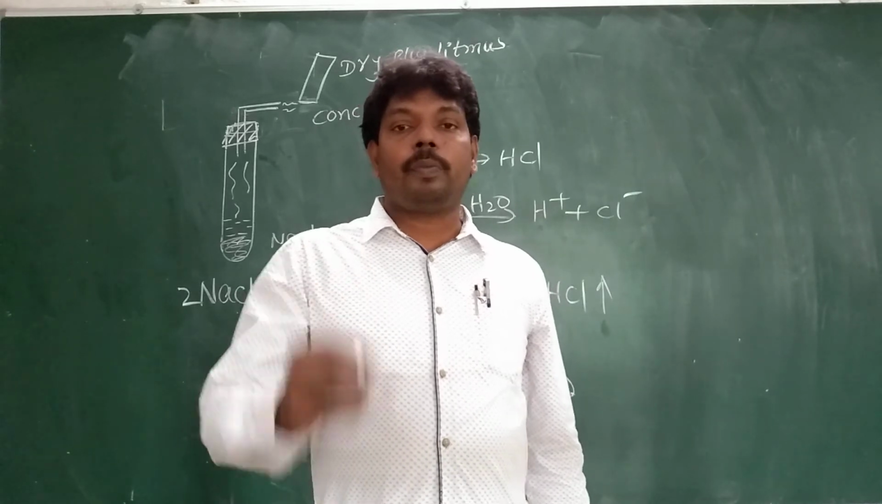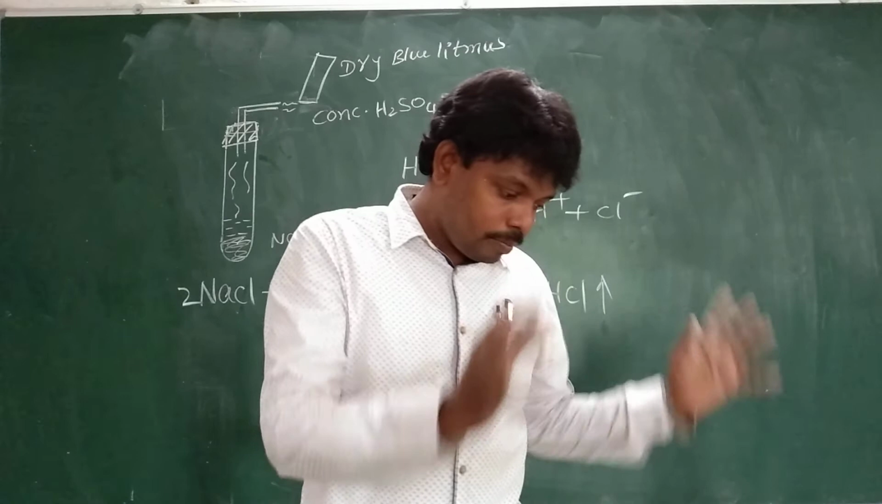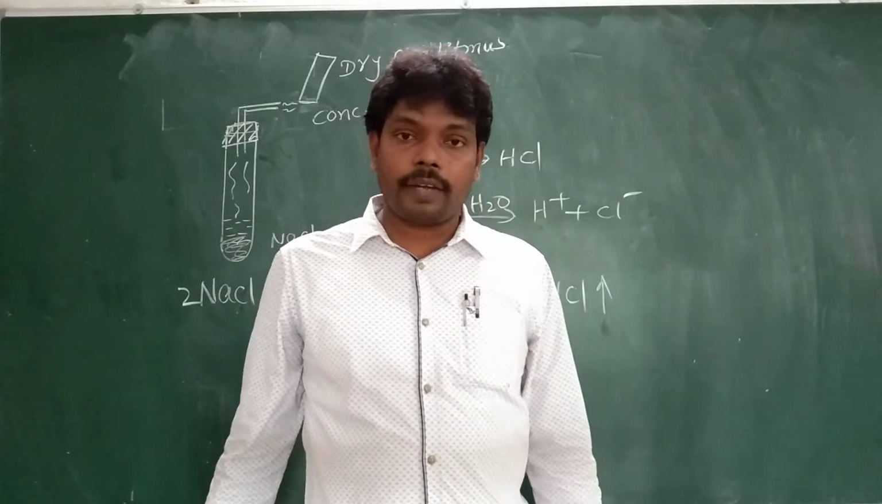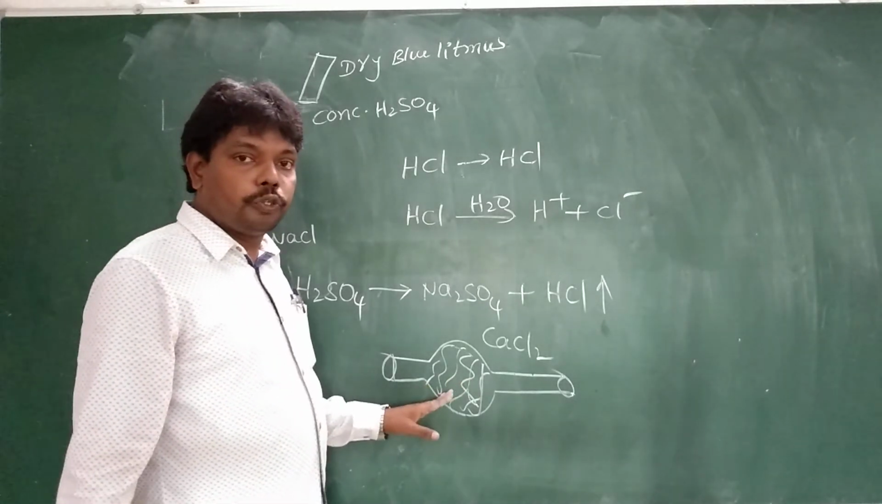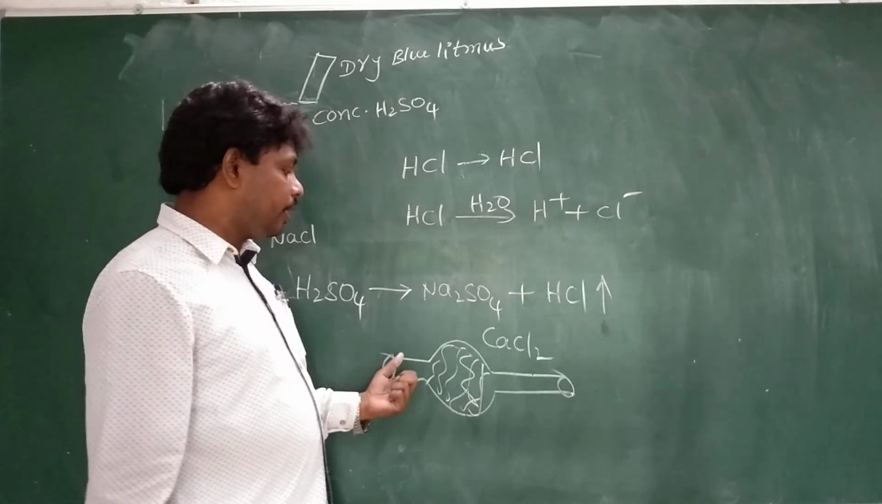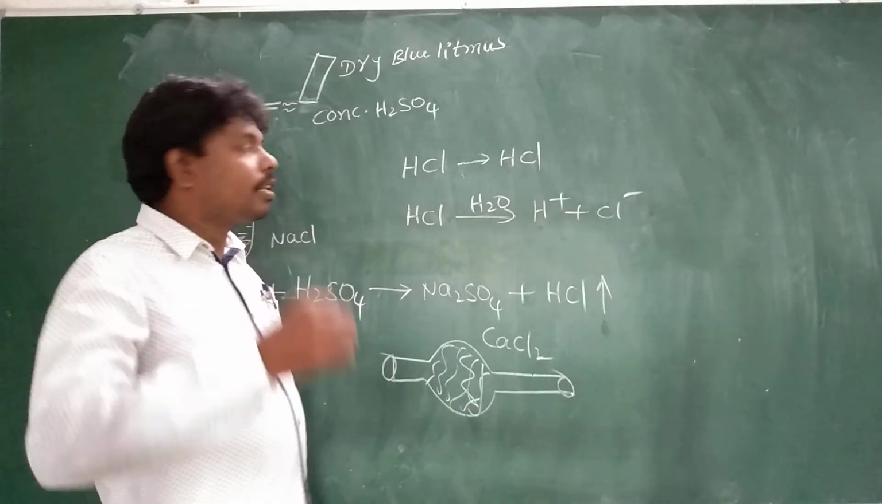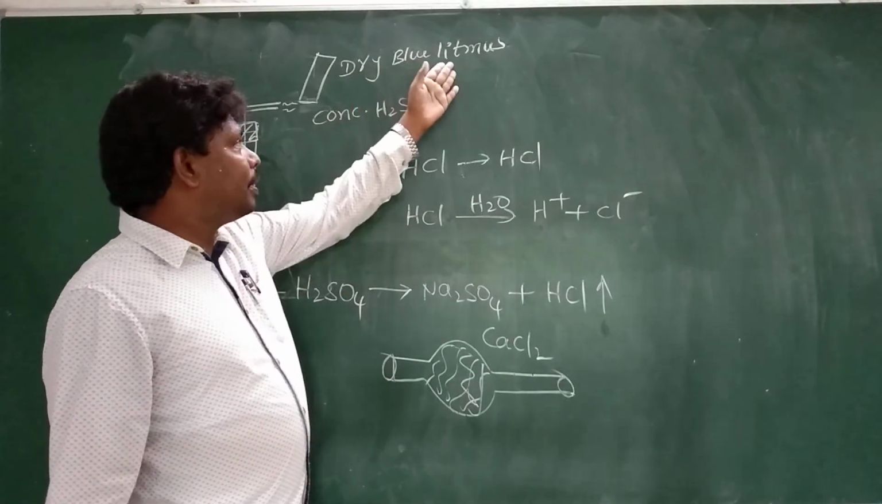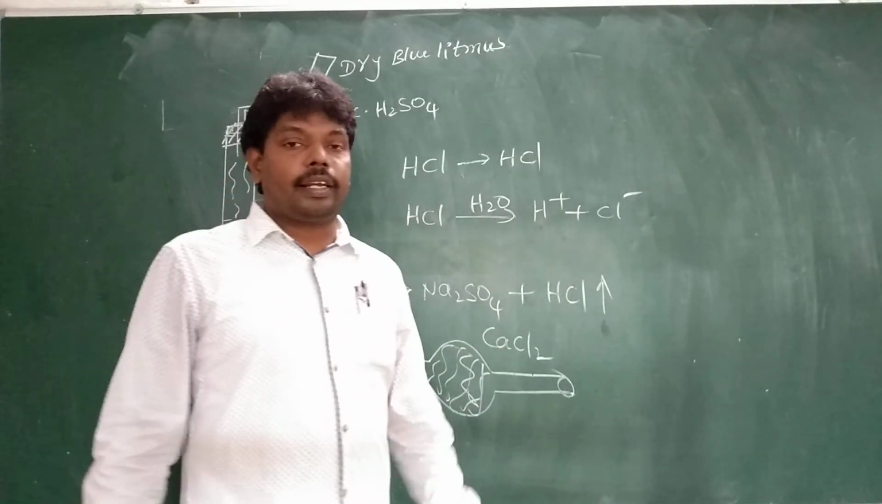What is the use of that small packet? It absorbs the moisture from that box, container box. Like that. If you use the guard tube, then what will happen? It will take all the moisture, then only dry HCl will come out. When the dry HCl comes out and you give the dry blue litmus paper, no change. When you give the wet litmus paper, it turns red.